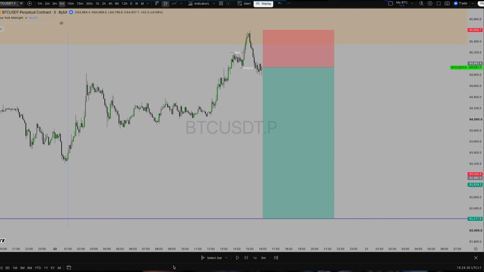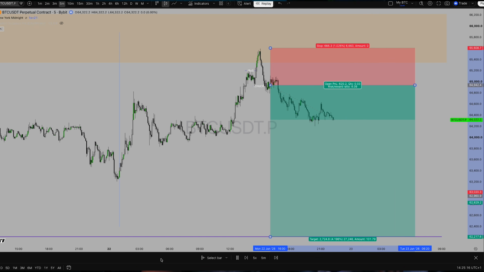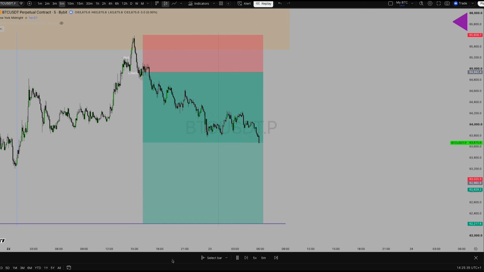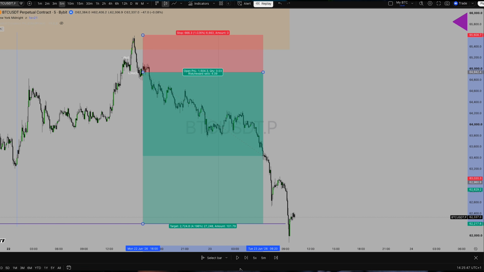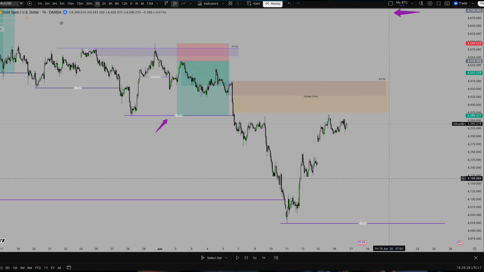Now let's see how this goes. You see this tapped in, and it hits the profit nicely. This is a Bitcoin trade. Now the second trade I took was on gold. I'm going to show you exactly how it happened.